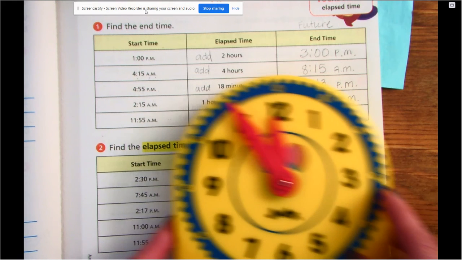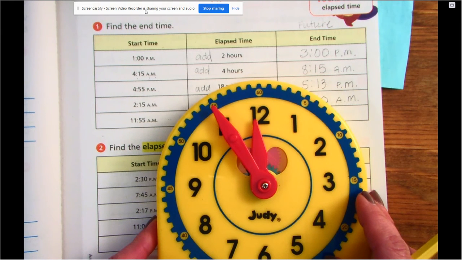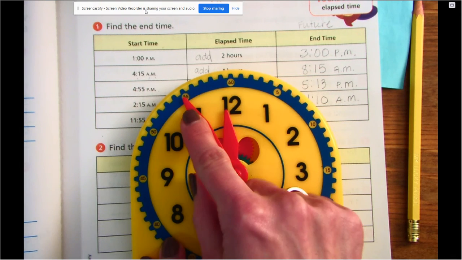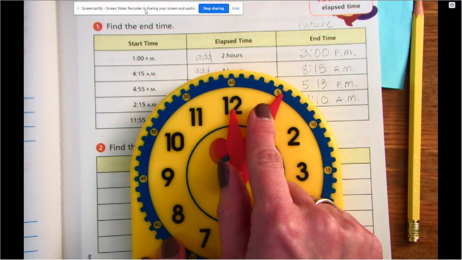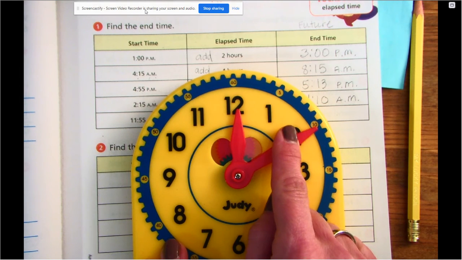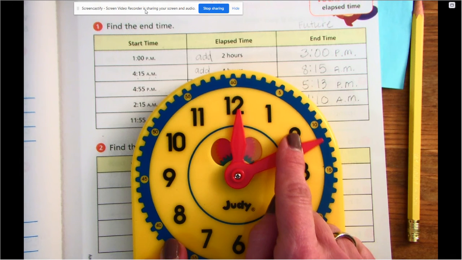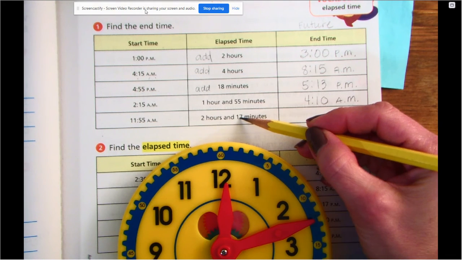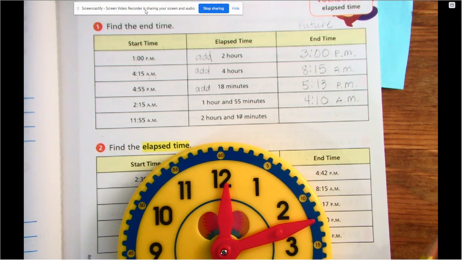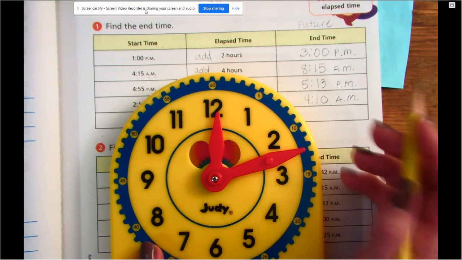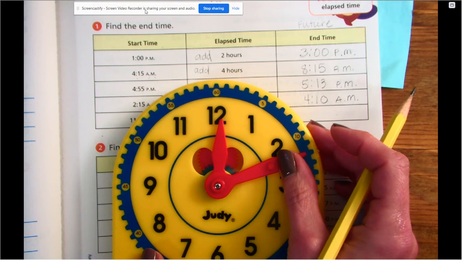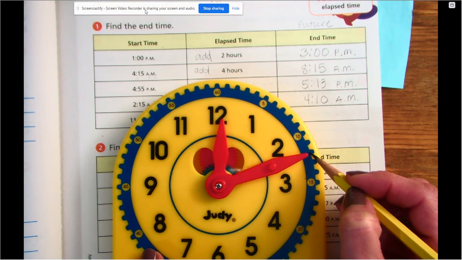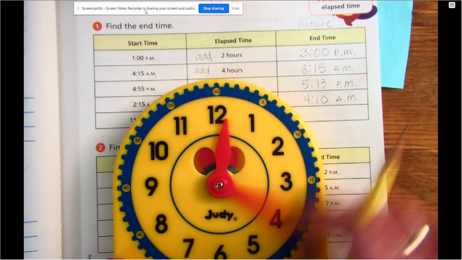Okay? Sometimes my friends like to do the minutes first. So let's go 17 minutes. I know I can hop by fives. 5, 10, 15. One more is 16. One more is 17. There's my 17 minutes. So I've already done that part. And now I just need to go 2 whole hours. So I have to remember where I am, right? 2 whole hours. So I've got to land on the same spot. Well, this is 10, 11, 12. So I'm going to land on the 12. I'm going to go around once and land on the 12.